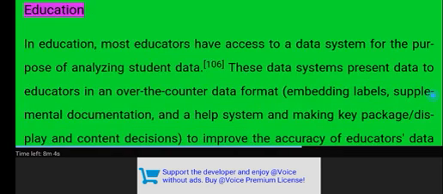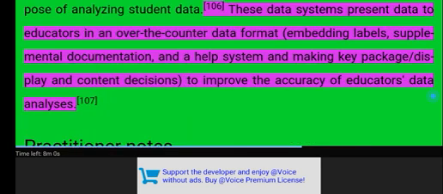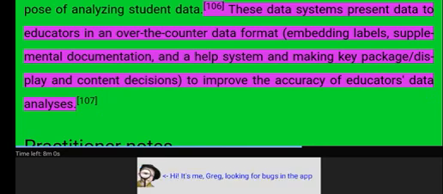Education. In education, most educators have access to a data system for the purpose of analyzing student data. These data systems present data to educators in an over-the-counter data format, embedding labels, supplemental documentation, and a help system in making key package display and content decisions to improve the accuracy of educators' data analyses.